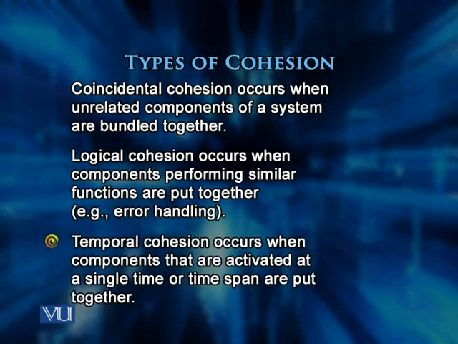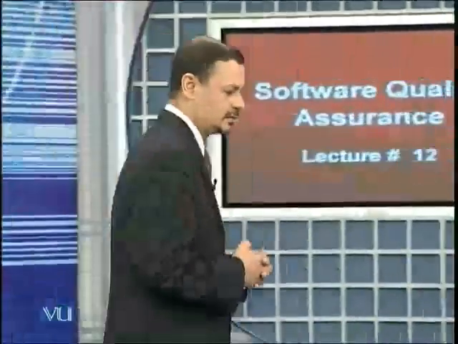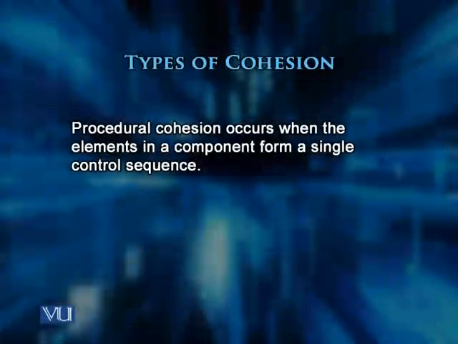Temporal cohesion occurs when components that are activated at a single time or time span are put together. So anything that happens at the same time or within the same time frame, those components or modules would be categorized as temporally cohesive. Procedural cohesion occurs when elements in a component form a single control sequence. So it has to do with the sequencing of events.